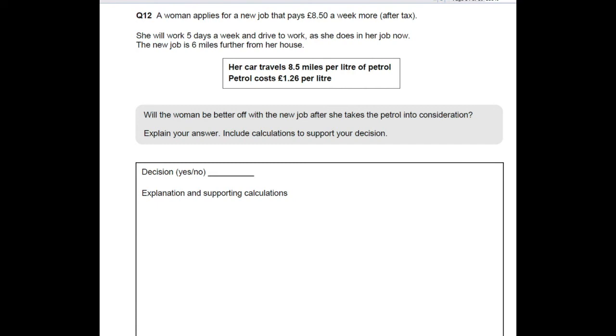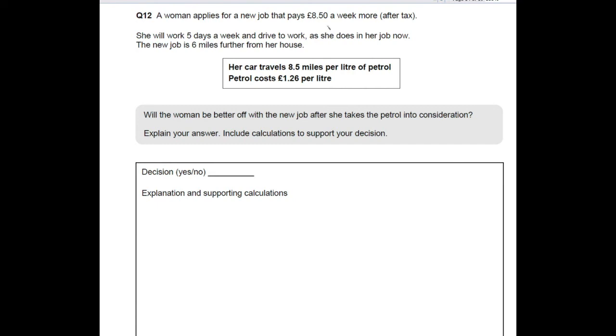Question 12. A woman applies for a new job that pays £8.50 a week more after tax. She will work 5 days a week and drive to work, as she does in her job now. The new job is 6 miles further from her house. Her car travels 8.5 miles per litre of petrol, and petrol costs £1.26 per litre. Will the woman be better off with the new job after she takes the petrol into consideration? Explain your answer and include calculations to support your decision.